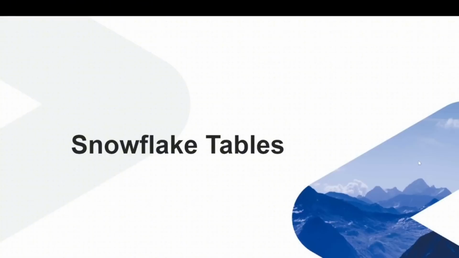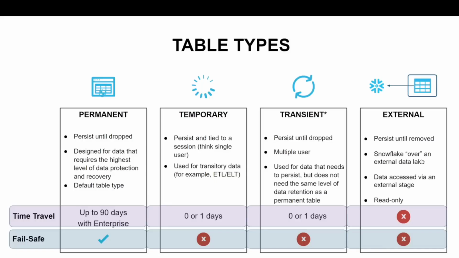So in this video, we are going to talk about what are the different tables we have in Snowflake. So these are the different table types currently we have in Snowflake. The first is the permanent table. The other ones are temporary, transient, and external table. Now, in this video, we are going to talk about the permanent, temporary, and transient table. The external table we will take up in another video session.